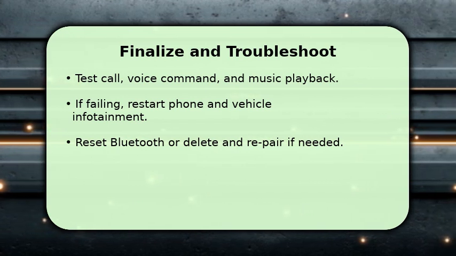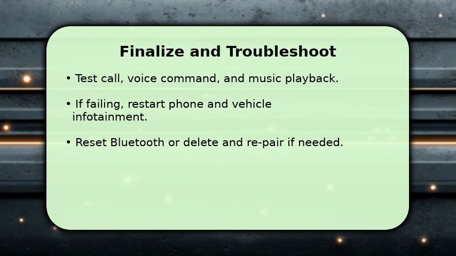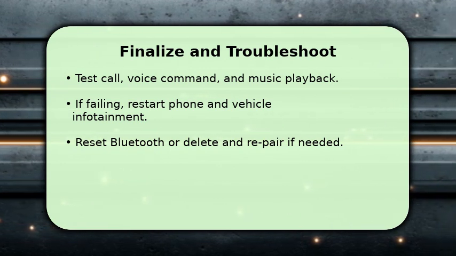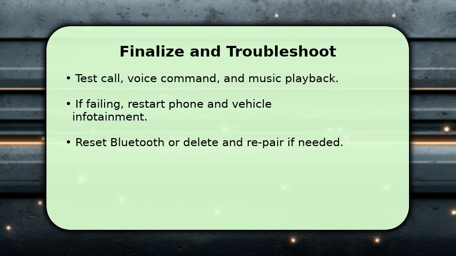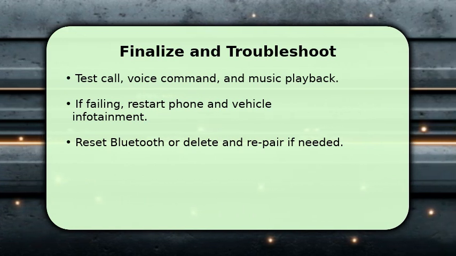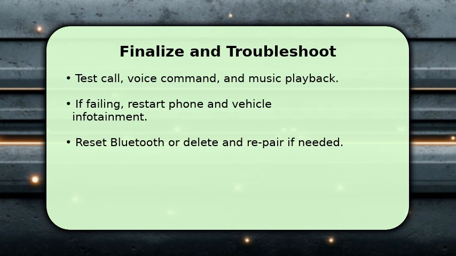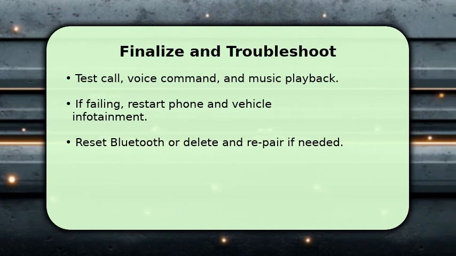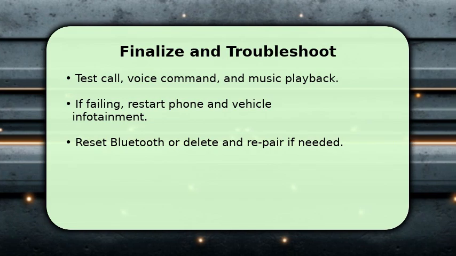If something fails, first restart your phone and the Terrain infotainment to clear temporary glitches. If issues persist, forget the vehicle on your phone and delete the phone from Uconnect, then repair. This often resolves name conflicts or old profiles and restores clean connectivity.